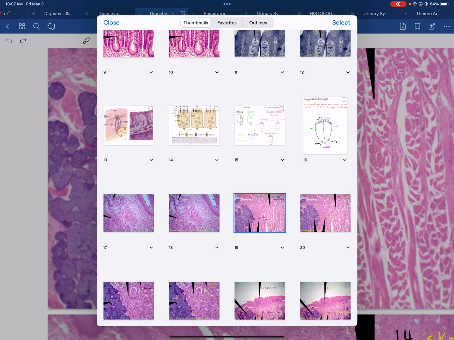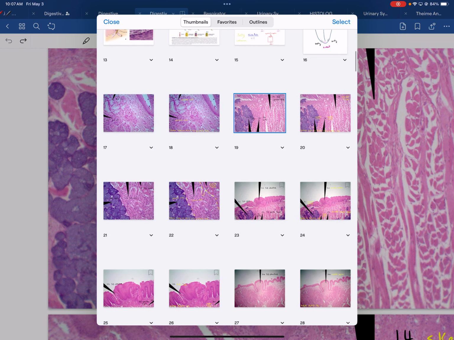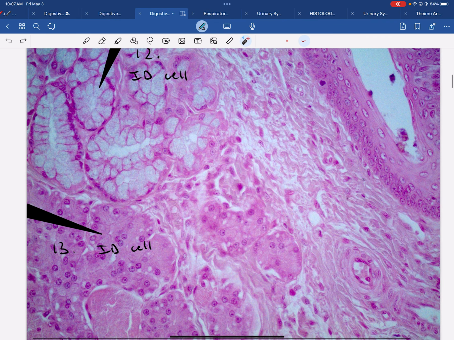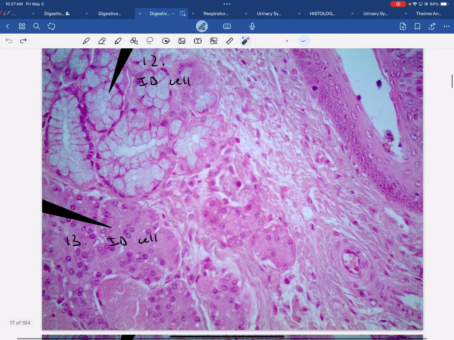So don't rely on the stain color here. Let me show you a different one. Let's just go back to this one actually. In the previous one, the mucus cells stained darker, but here the mucus cells are staining lighter. So don't rely on the color, but rely on the texture of the cytoplasm. Does it look frothy, bubbly? If yes, then it's a mucus cell. If not, then it's a serous cell.